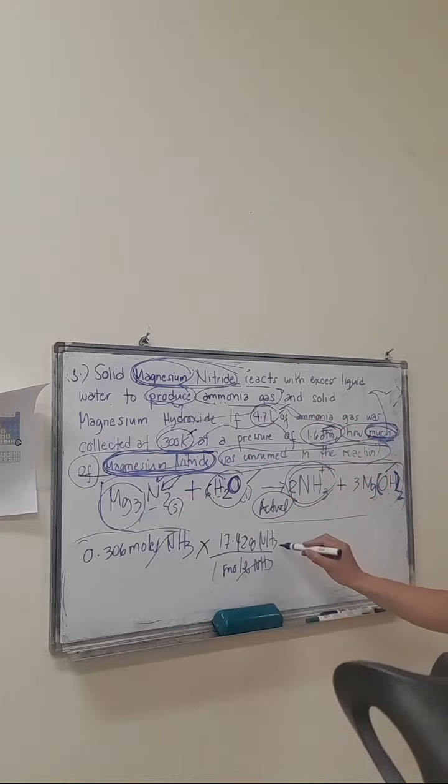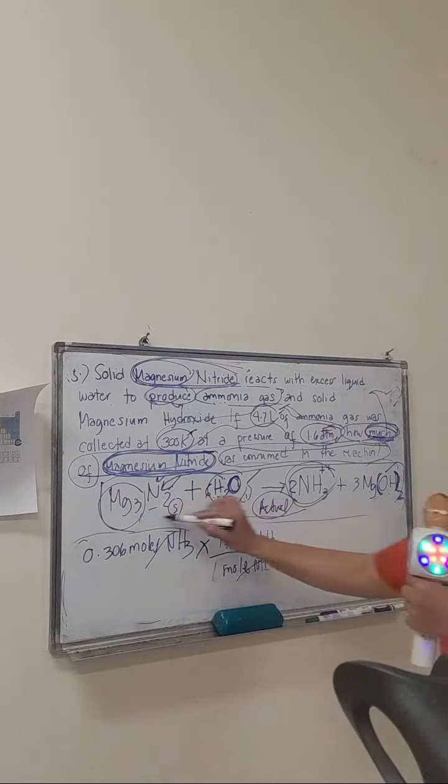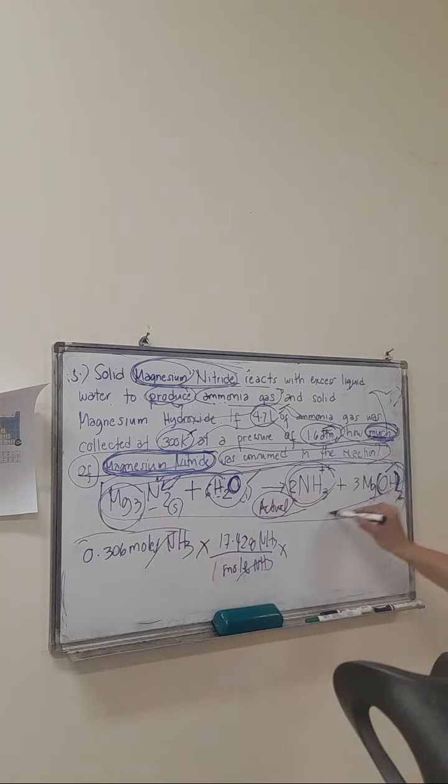Now, we go back to step 2, which is the actual stoichiometric relationship. It's always step 2, guys. It's just dimensional analysis. Okay, 17.24 grams of ammonia. How many moles of ammonia do you get? From the equation, 2 moles of ammonia, and for magnesium nitride, how many? 1 mole of magnesium nitride.